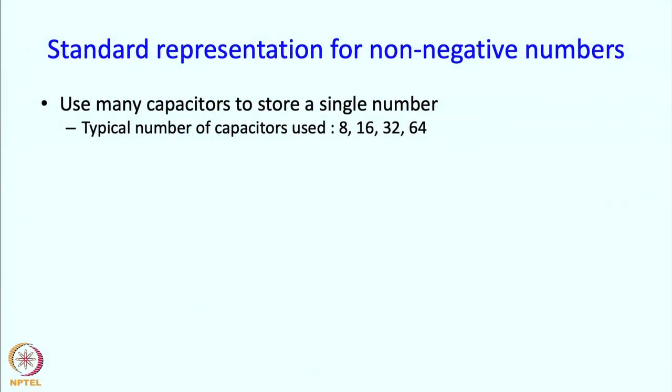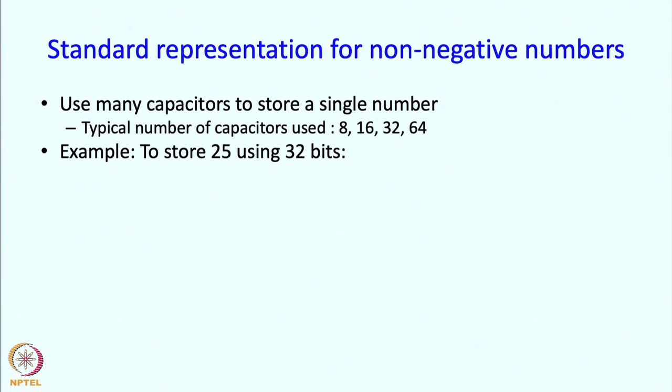Okay, so we know how to represent zeros and ones. So now I am going to tell you how to represent non-negative numbers. Basically the idea is we are going to use many capacitors or many wires to store or represent a single number. Okay? So the typical numbers of wires or capacitors that we use are 8, 16, 32, 64, maybe even 128 and bigger numbers, maybe 96, 128, something like that. Okay? So how does it exactly work?